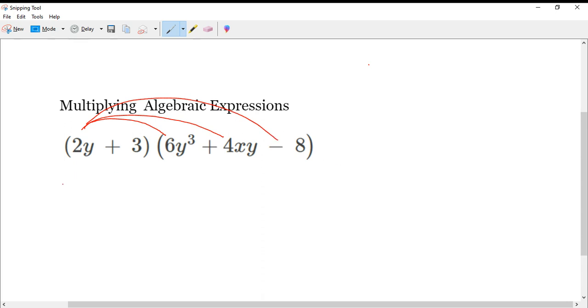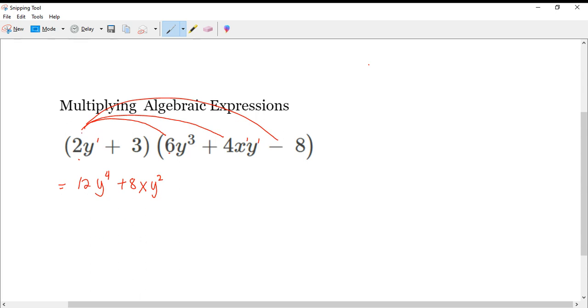Okay? All right, so the first one will be with 2y. So 2 times 6, that's going to be, now remember that 2y means 2y to the power of 1, right? So, okay, so 2 times 6, you have 12y to the power of 4 because you add the exponent. Now 2y times 4xy, this x right here has an exponent of 1, the y has an exponent of 1. So therefore 2 times 4, that's going to be a positive 8. Y times y squared, but there's no x here, so we'll just have to copy the x. And then y to the 1 times y to the 1, that's going to be y squared.